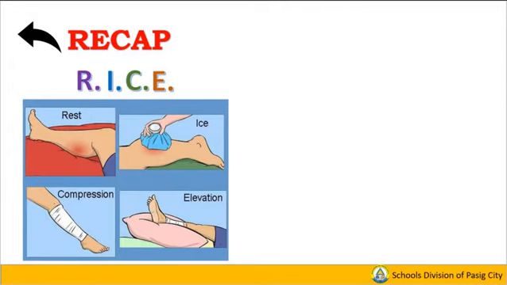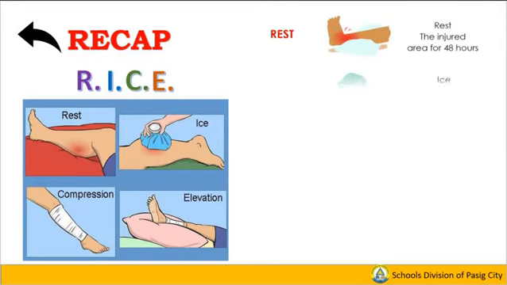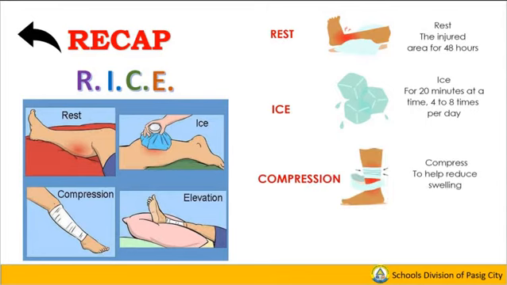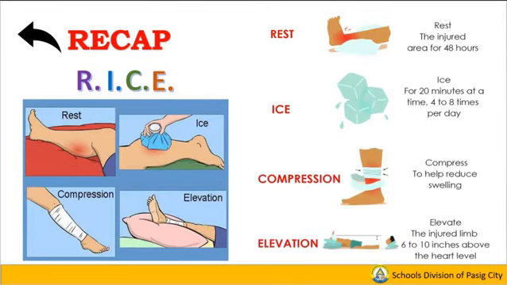This method is one of the possible ways that you may apply to the injured person. How to apply the RICE method to the injured person. Rest the injured area for 48 hours. Ice for 20 minutes at a time, 4 to 8 times per day. Compress to help reduce swelling. Elevate the injured limb 6 to 10 inches above the heart level.